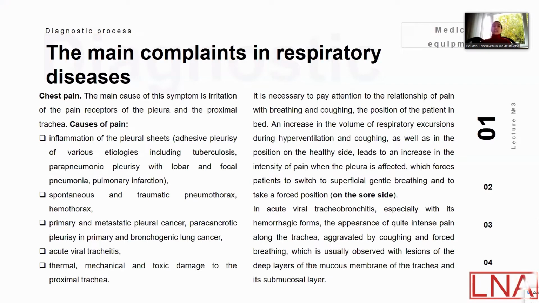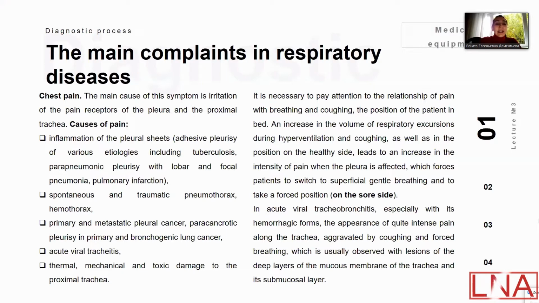Continue. The next complaint of the patient with respiratory disease is chest pain. The main cause of this symptom is irritation of the pain receptors, the nociceptors, of the pleura and the proximal trachea, because we discussed that there are no nociceptors in the lung tissue. So the pain is caused by irritation of the nociceptors located in the pleural sheaths and the proximal trachea, for example inflammation of the pleural sheaths.